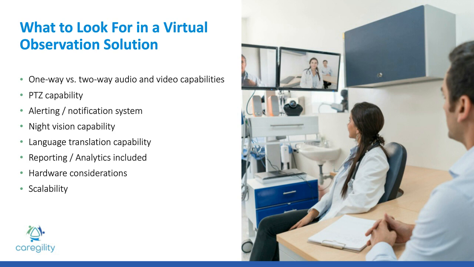Hardware considerations: cart versus wall-mounted technology. Typically speaking, carts are less expensive, but can be more challenging to manage, like where to store them, keeping them charged, plugged in, those kinds of things. Wall-mounted technology obviously presents other challenges. Moving patients that you need to sit to a room that has the technology, unless you wire every room, can be a challenge on the opposite side.